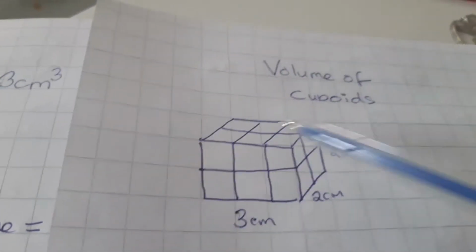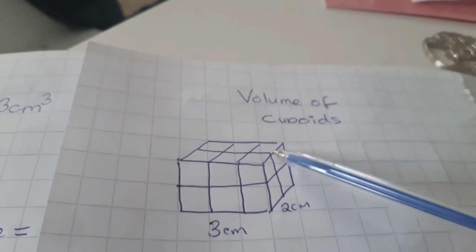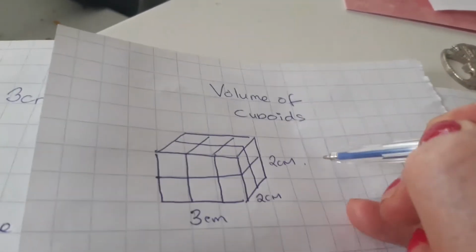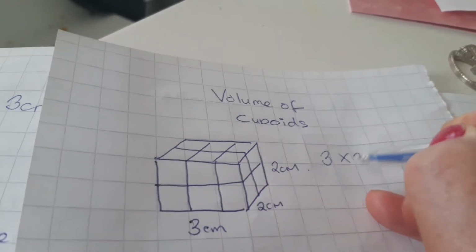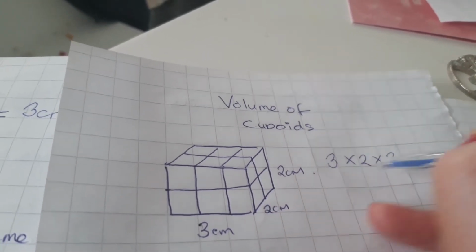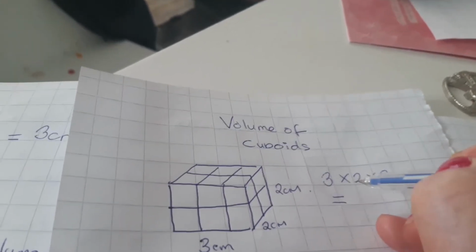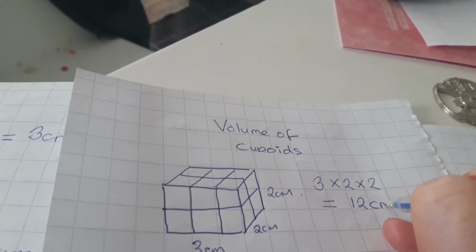So we're going to have a little look at a book now to see volume of cuboids. Here's a little cuboid. It measures 3 by 2 by 2. So we would say the volume is 3 times 2 times 2. The volume of this cuboid is 3 2s are 6, times 2 is 12. And you write the unit after.